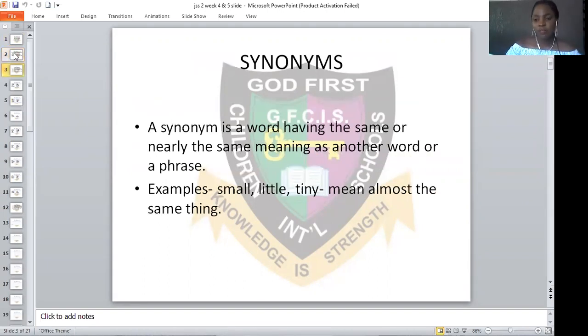Moving on, what are synonyms? A synonym is a word having the same or nearly the same meaning as another word or a phrase. For instance, let's take a look at these words: small, little, tiny. These three words are synonymous. And what do we mean by synonymous? That means they have nearly the same meaning or they mean exactly the same thing. They all mean the same thing.